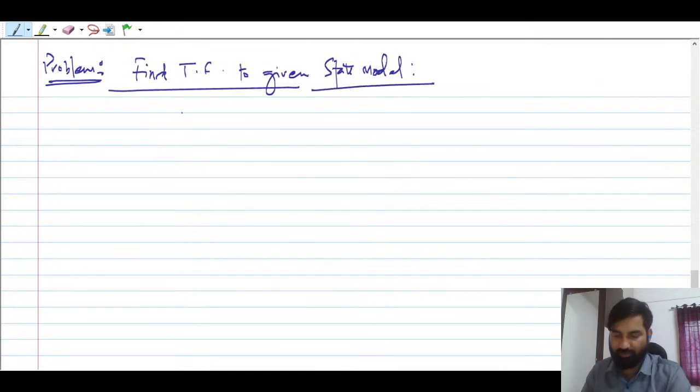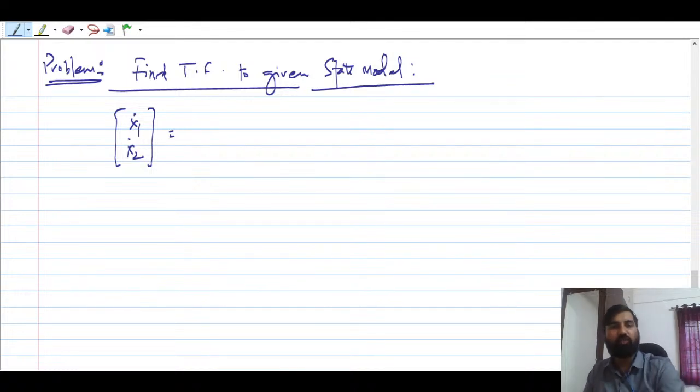Find the transfer function for the given state model. The differential state vectors x1 dot, x2 dot should be linearly independent, always remember.